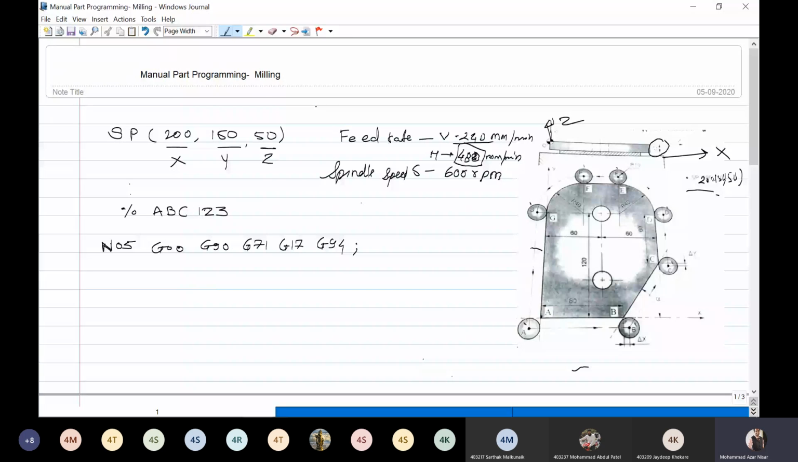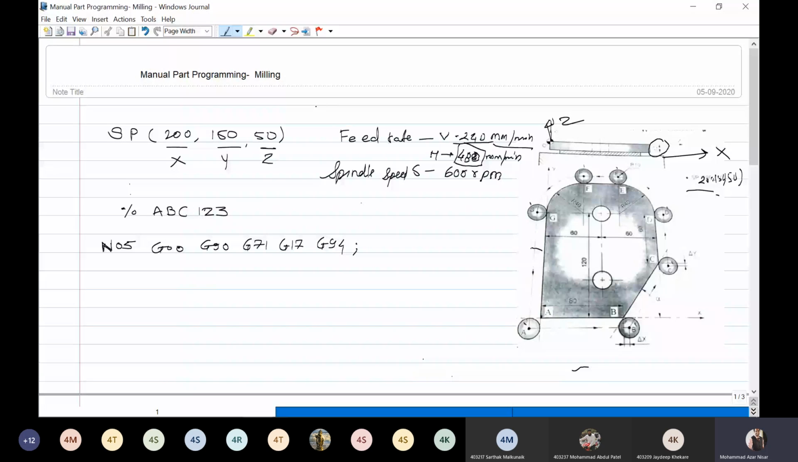So this is the top view, and this is the front view of your workpiece, and you have to mill over the periphery of this profile. They have only given you end milling in this problem. They do not include the drilling operation. So next one, G17 is for the XY plane. G94 is for feed rate in mm per minute.